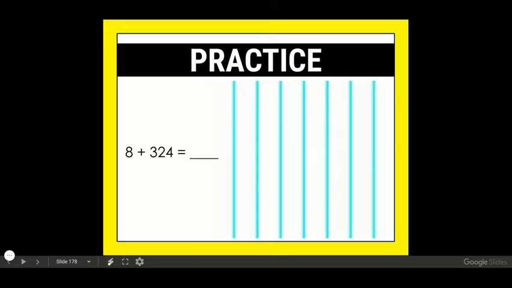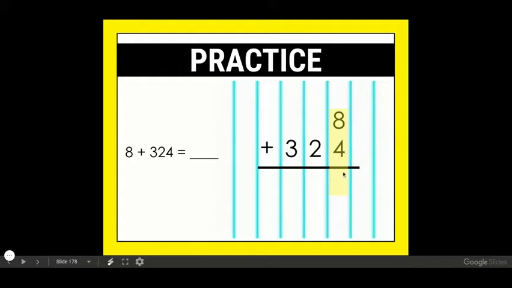For this first one, you can just watch me. So we are going to solve 8 plus 324. So we need to set up our problem. We need to line it up vertically, match up our ones, our tens, and our hundreds. When we are solving with the algorithm, just like all the other strategies, we always need to start in the ones place value, which is all the way over on the right side. So we're going to start by adding 8 plus 4.